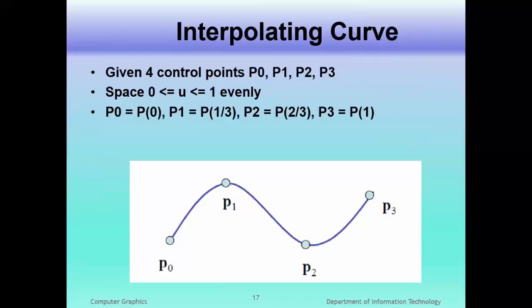Given 4 control points, let's say P0, P1, P2, P3, in a parameter space ranging from 0 to 1, and in between 0 to 1 we have to find the u values evenly. P0 is equal to P of 0 for the first point. P1 is given as u equal to 1 by 3, that is P of 1 by 3. The second point P2 is equal to P of 2 by 3. The third point P3 is equal to P of 1.